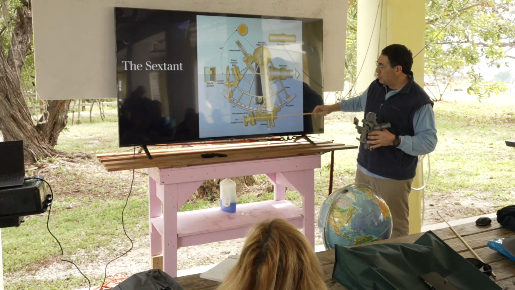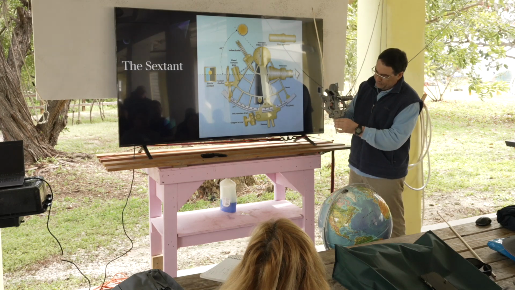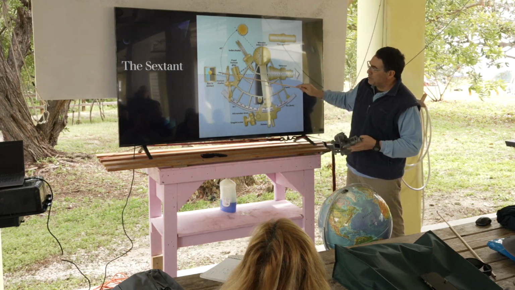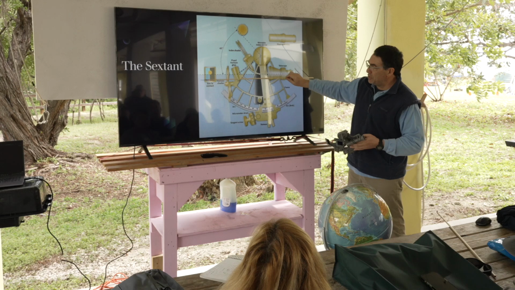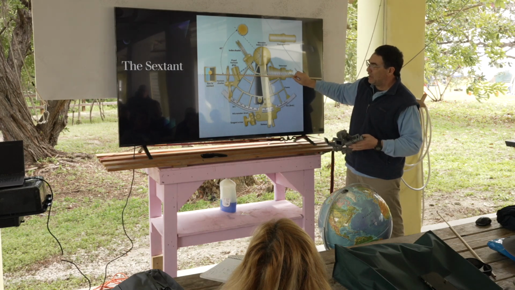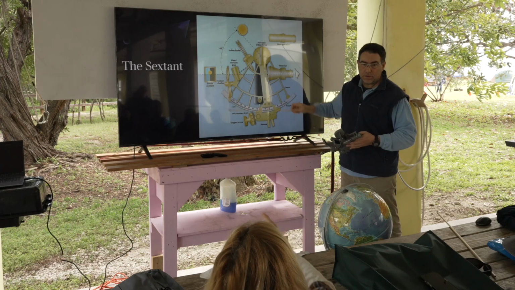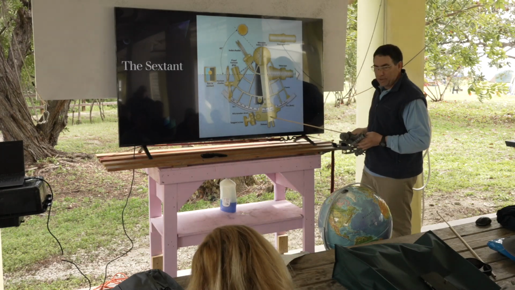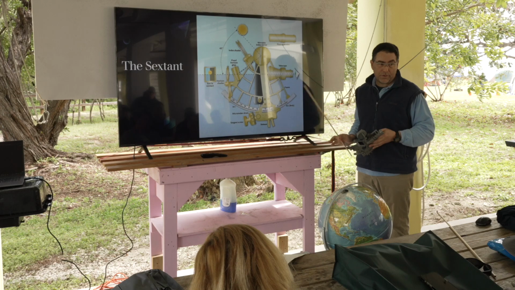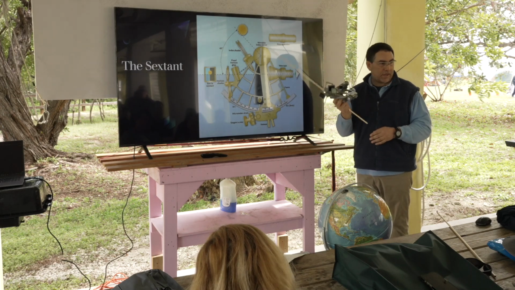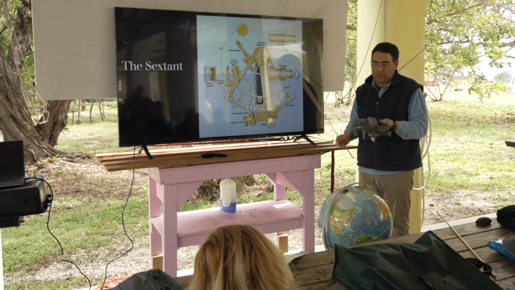By moving this part over here, you will see the sun go up and down. The only thing we need to do is put what's called the lower limb of the sun against the horizon. And then that's your number, the number that we read over here. That's the only thing we need to do. Don't get intimidated by this. It looks complicated, but it's just a protractor.